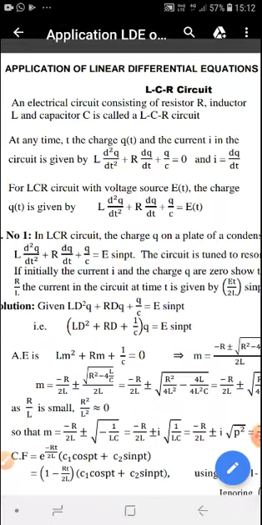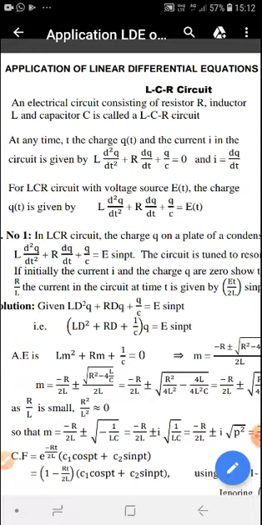For LCR circuit with the voltage source E of t, the charge q at a time t is given by L into d square q by dt square plus R into dq by dt plus q by c equal to E of t. So only thing is we need to solve the differential equation by the method which you have seen under differential equations with the constant coefficients.